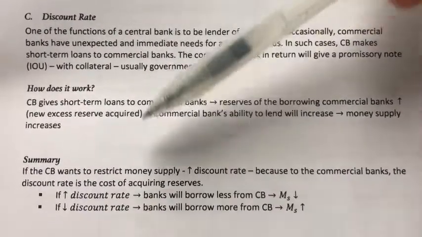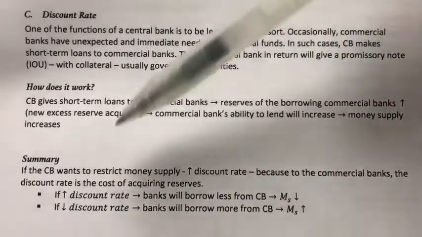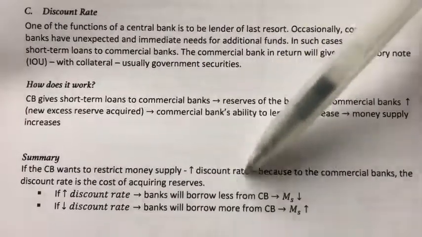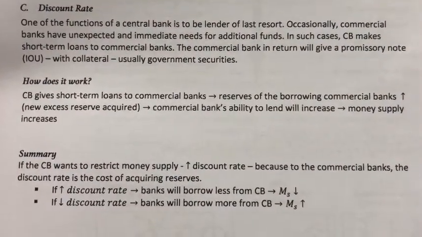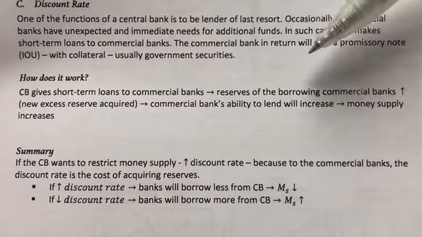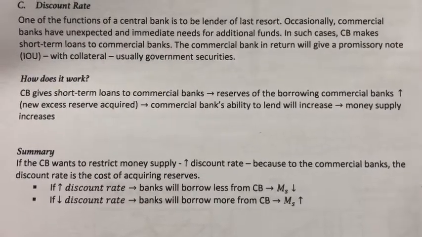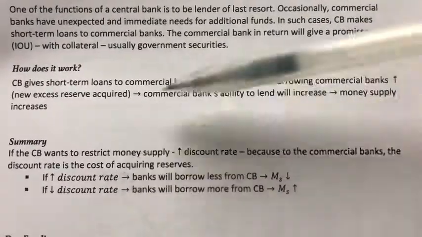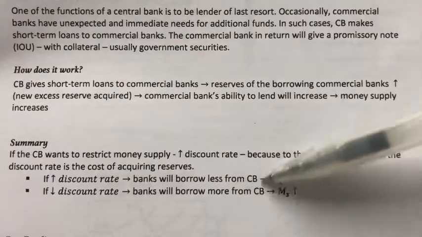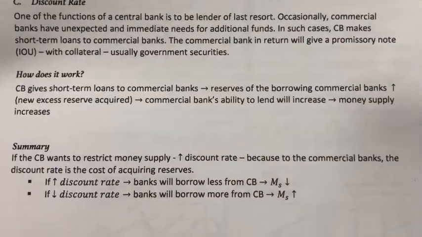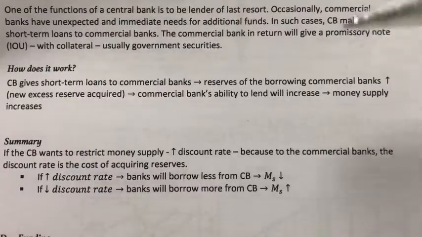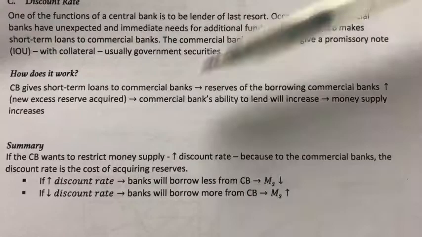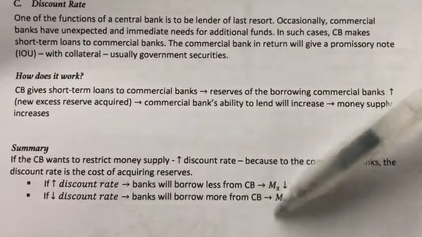This is the effect. If the central bank, for whatever reason, wants to restrict the supply of money or make it fall, the central bank just needs to increase the discount rate. Because then it will be more expensive for the commercial banks to pay back. So it serves as a form of discouragement for the commercial banks to borrow. If the discount rate is increased, banks will borrow less from the central bank and therefore money supply falls. If the central bank wants to increase money supply, the opposite, all they have to do is reduce the discount rate. Since it's cheaper to borrow, banks will borrow more from the central bank and money supply will increase.